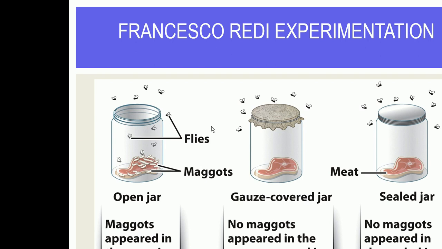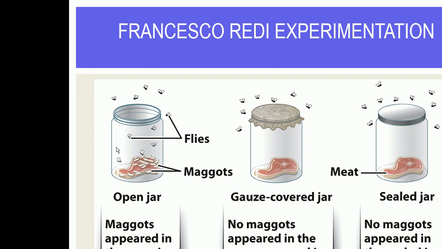So what was his observation? In the jar where the flies came in contact with the piece of meat, there was a formation of maggots. In the jar covered by gauze, the air is able to come in contact with the piece of meat, but not the flies, so no maggots formed here. This is a sealed jar. In this jar, the piece of meat comes in contact neither with flies nor with air, so no maggots formed here.